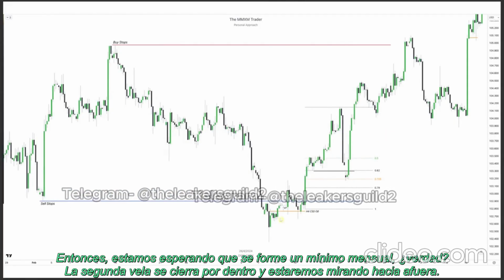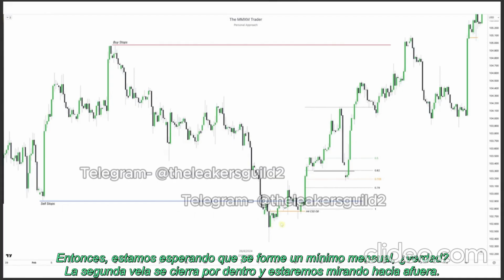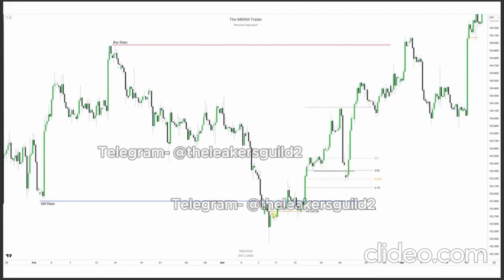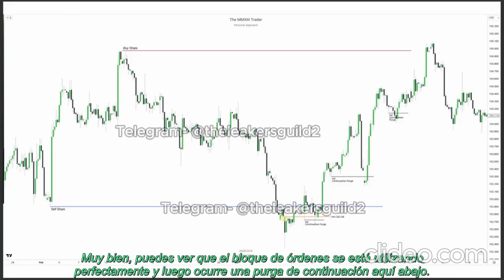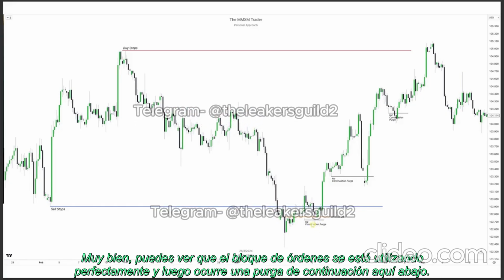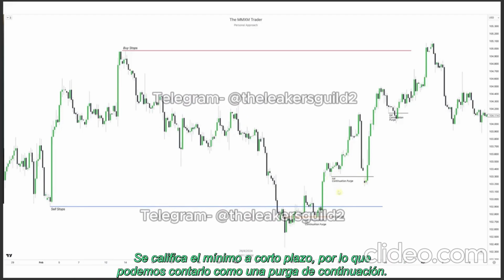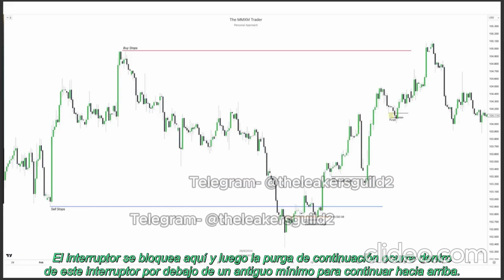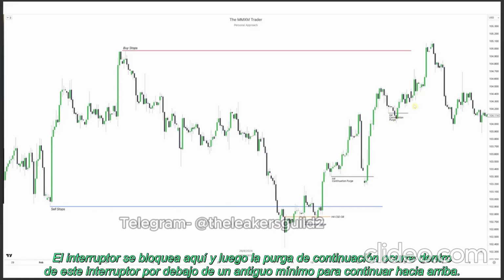What happens down here, right? So we're waiting for a monthly swing low to form, right? Second candle closes inside, and we're going to be looking out also for that 4-hour change in the state of delivery order block. This is where the highest probability order block forms. All right, so you can see that the order block is being used perfectly, and then a continuation purge happens down here. Same thing over here, right? Short-term low gets raided, so we can count that as a continuation purge. Push up again and again, breaker block up here, and then the continuation purge happens inside of this breaker below an old low for continuation up higher.